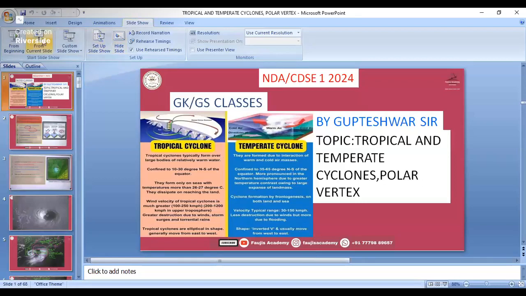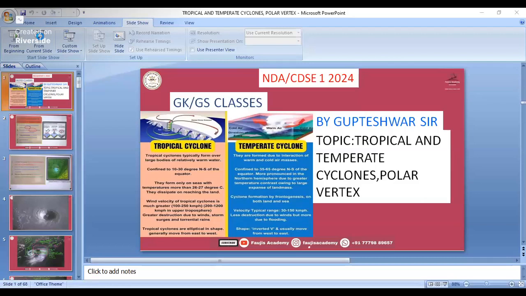Now we'll study the cyclones. So are you all able to see the cyclone part? Can anyone confirm whether you are able to see the cyclone part or not? The new slides of cyclones, tropical cyclone, temperate cyclone. Guru, Vishnu, can you confirm whether you are able to see this slide? Yes, sir. Yes, sir. Okay. Thank you. Just mute yourself.